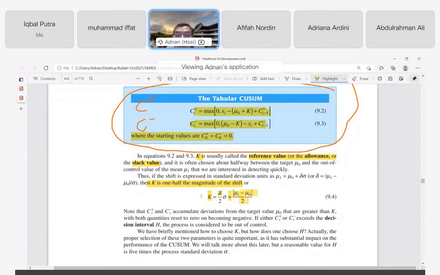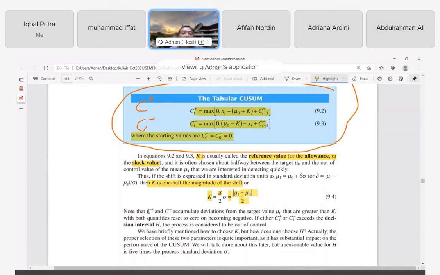If you are interested to detect a small shift, for example a shift of 1 sigma, the K value is going to be 0.5. If you are interested to detect a shift of 1.5 sigma, the K value will be 0.75. So we can set the sensitivity of the QSUM chart. This is one of the properties that is very useful in using the QSUM chart.